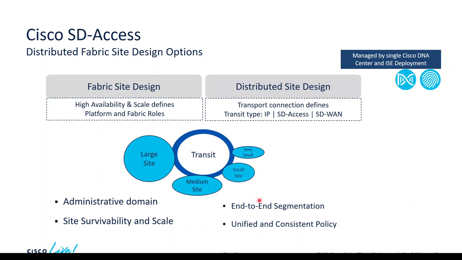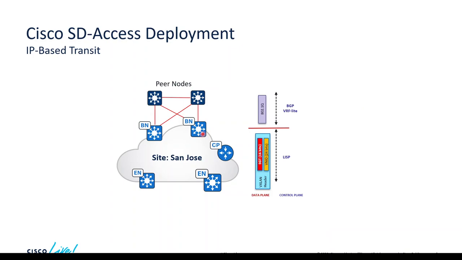The idea is that you have an end-to-end segmentation strategy across all your sites. That allows you to perform unified and consistent policy when you look at group-based access policy. So the first one is IP-based. We've seen in previous videos how we build that with the layer 3 handoff.